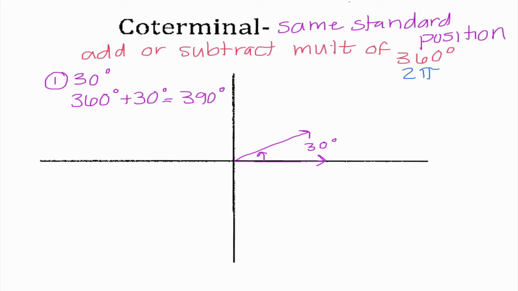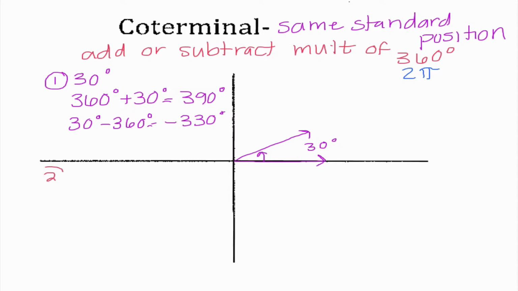We also could take 30 degrees and subtract 360 from it, and I would get negative 330 degrees. Okay, all 3 of these are in this same exact standard position. Now normally the reason why we use coterminal angles is to make angles in terms of being between 0 and 360, but occasionally we will change it in a different way.